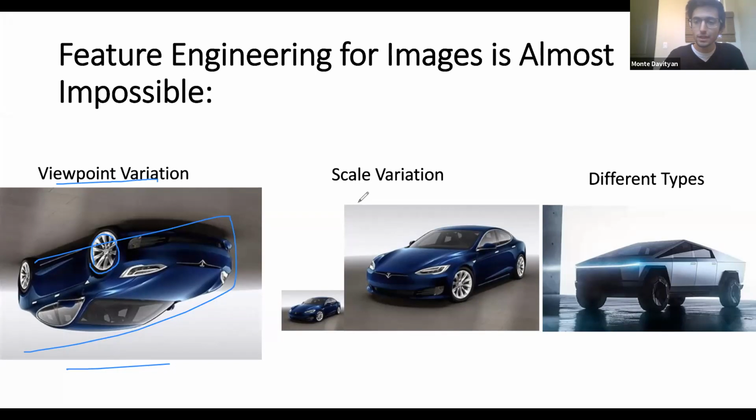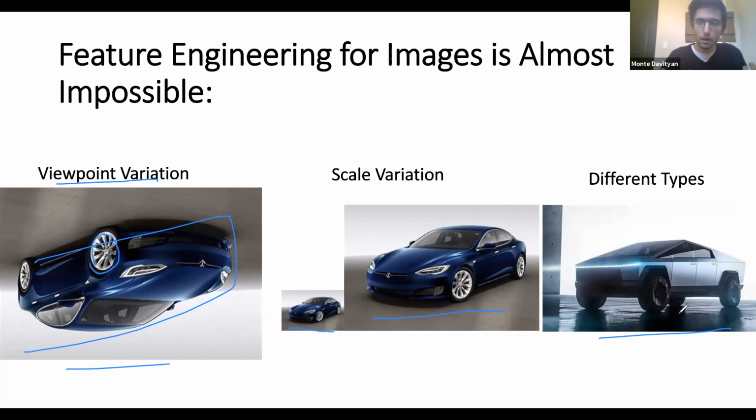Same with if the scale is off. You might have a picture of a really small car versus a picture of a really large car. Even though these are the same picture, it's going to be difficult for a computer to understand that, because we're telling it that these are the features you should look for. Same with the different types. There's different types of cars, with different shapes and different structures to them.